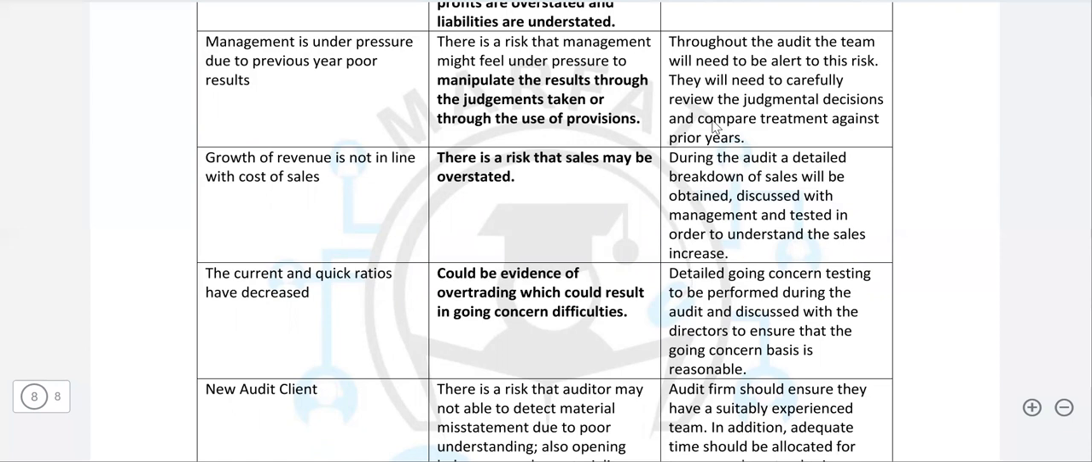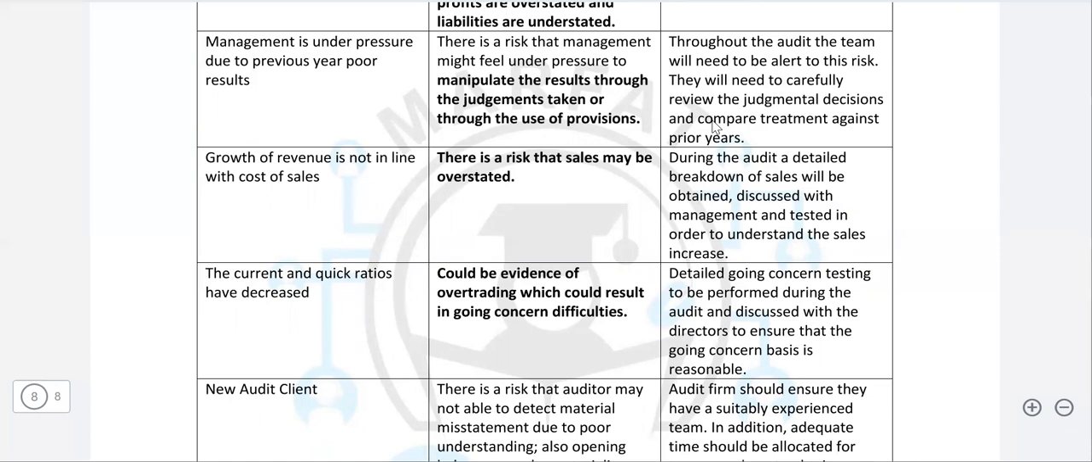Growth of revenue is not in line with the cost of sales. Now, obviously, these are related. When sales are increasing, the cost of sales should increase as well. When the loans are increasing, the finance cost should increase as well. When the property, plant, and equipment are increasing, then the depreciation expense should increase as well.